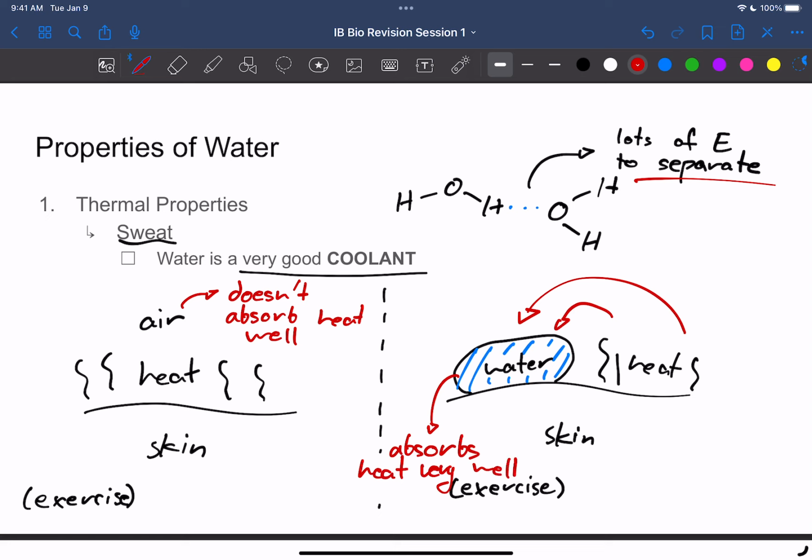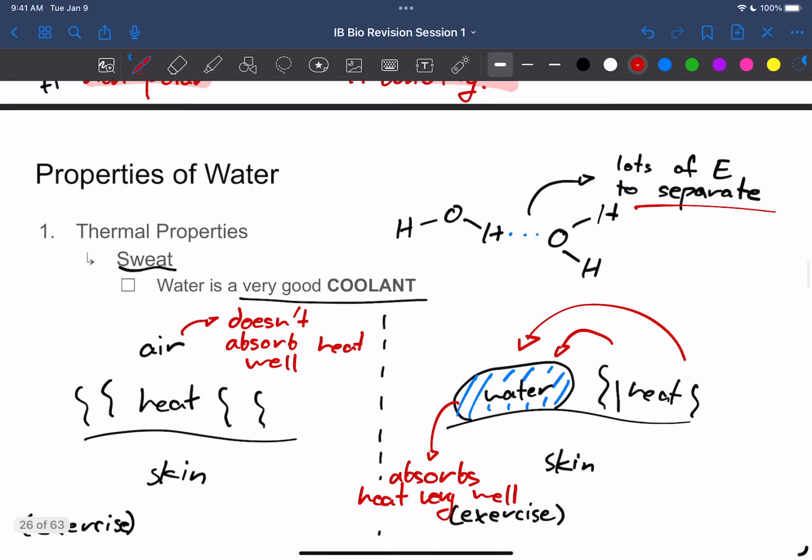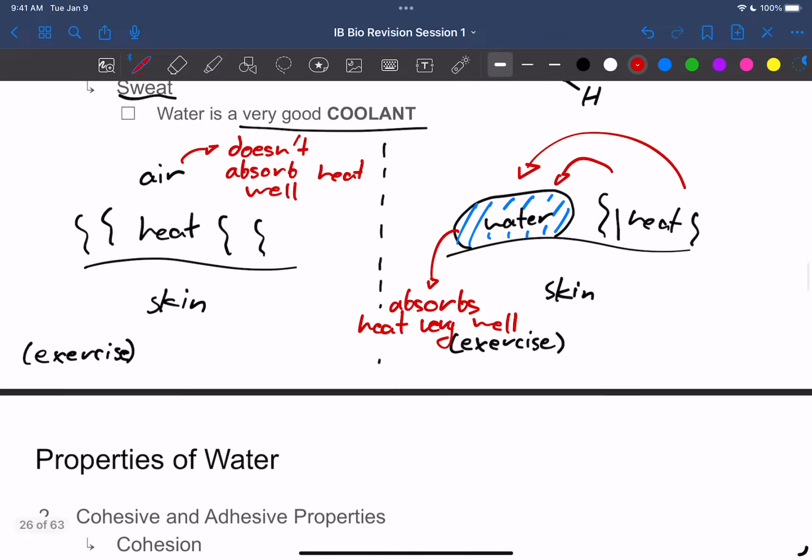It absorbs heat during exercise, and that's why we sweat, because water absorbs energy very well. That's what I'm trying to say. And this is an example you're going to have to understand for the exam.